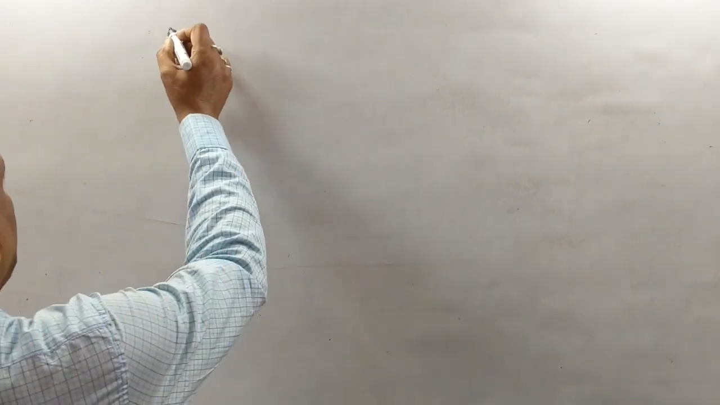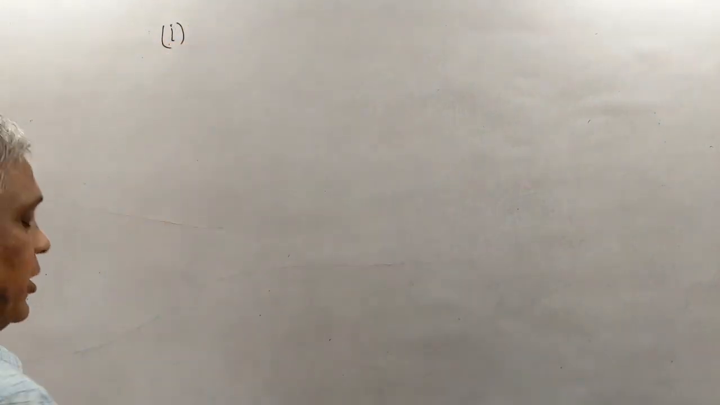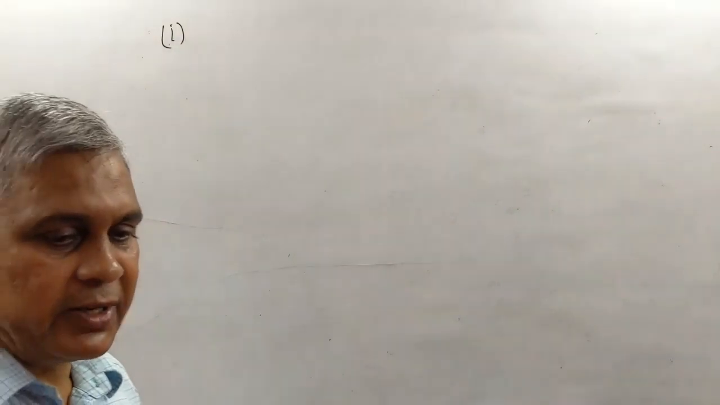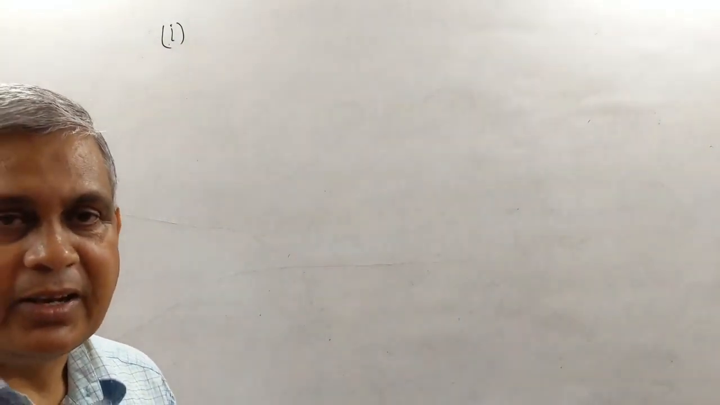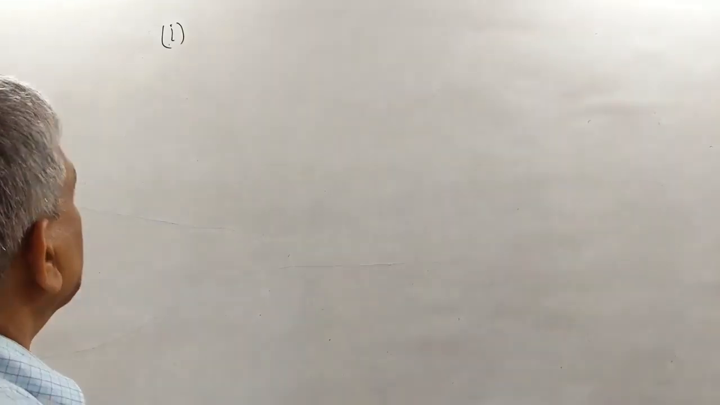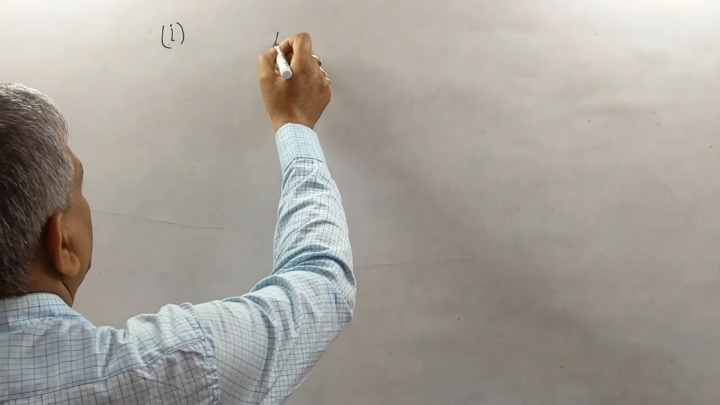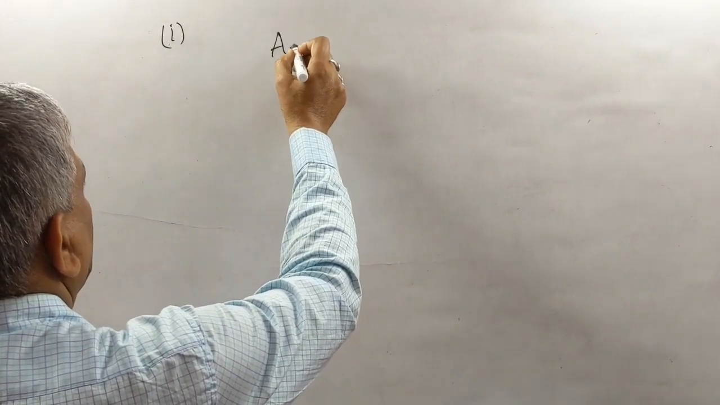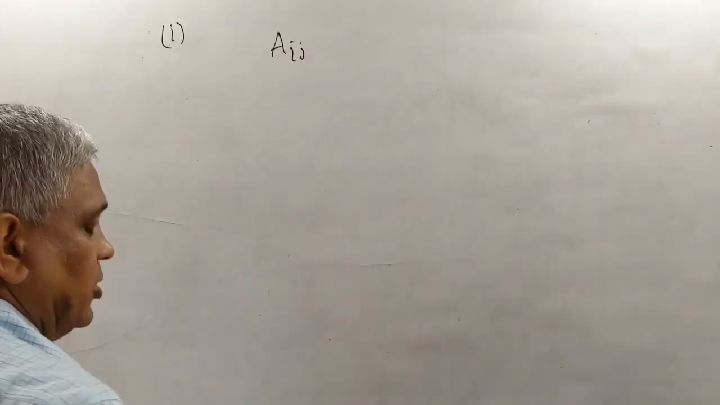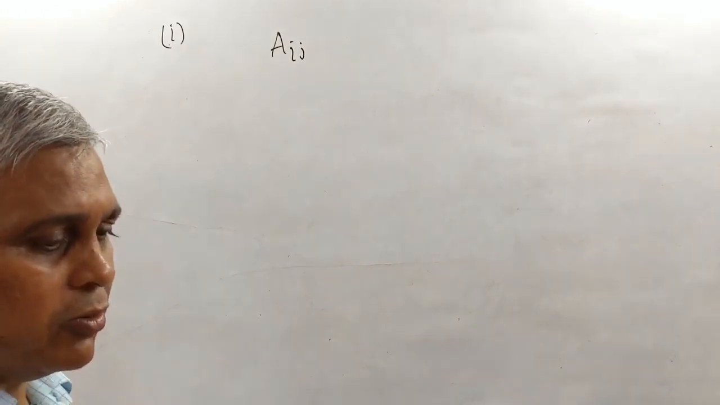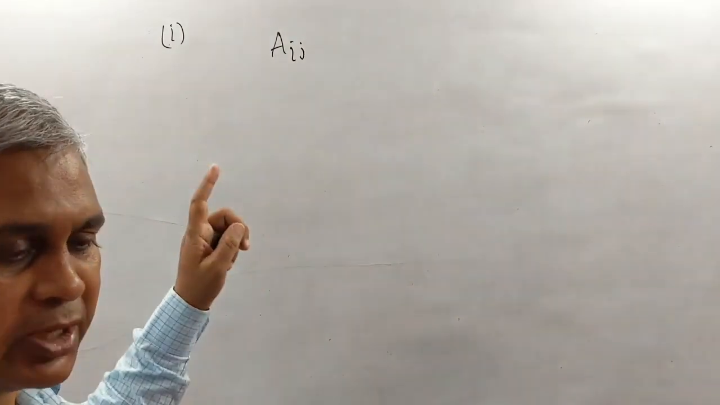Property number one: if a tensor is symmetric in one system, then it is symmetric in all systems. Let Aij be a second rank covariant tensor in the X system of coordinates.